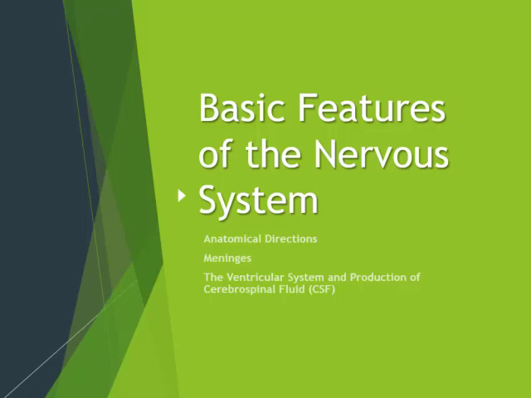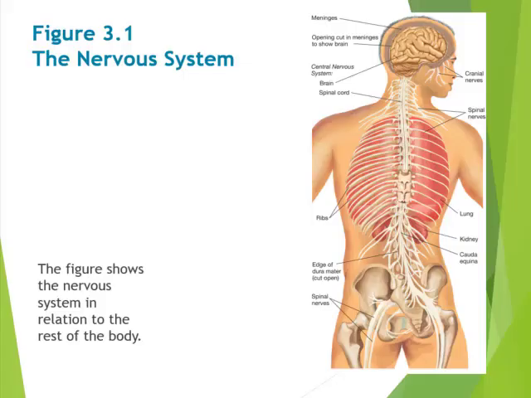Specifically, anatomical directional terms, the meninges, and another important brain structure, the ventricular system, which produces cerebrospinal fluid. So this image from your textbook, figure 3.1, shows the meninges, which is the tissue inside the head that encloses the brain. So you see here is the brain. The meninges are this gray area on the outside.